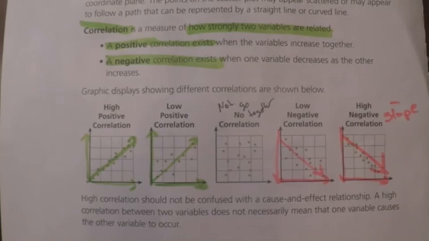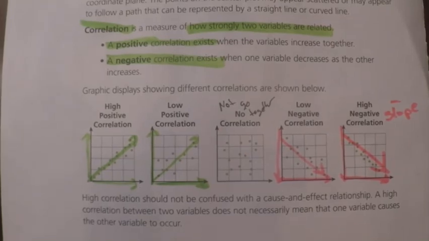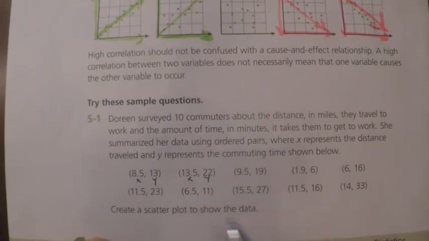So here it says that Doreen surveyed 10 commuters about the distance in miles they travel to work and the amount of time in minutes it takes them to get to work. She summarized her data using ordered pairs, where x represents the distance traveled and y represents the commuting time, shown below. So we have these points here, x's and y's, x being the distance that she traveled and y being the amount of time. These are the 10 commuters. This is the distance, this is the time.